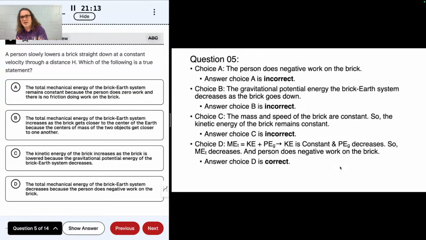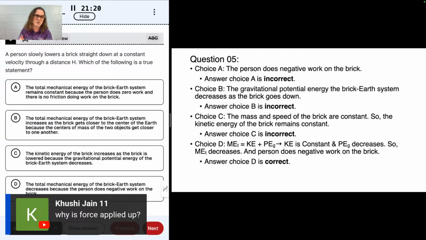So I just got a question. Why is the force applied up? The person slowly is lowering a brick straight down at a constant velocity. So in order for that to happen, that force needs to be up. If you look, as I lower my phone down, that force that I'm applying is up. In the absence of my hand, in the absence of that force applied, the brick is actually going to accelerate downward. So what the force applied up is doing is preventing the brick from accelerating down.